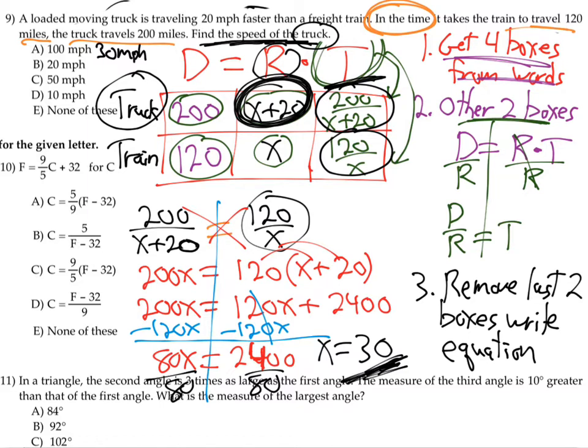Speed of the truck. So you go find the truck speed box. That's right here. Truck rate, X plus 20. Oh, so they want X plus 20. So it is 50. Watch out. Wouldn't it be a bummer to do all that good work and get to that last step and grab a 30 answer when you were just one step away?